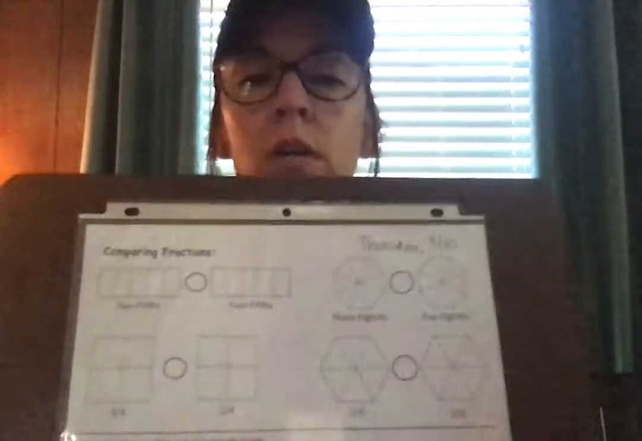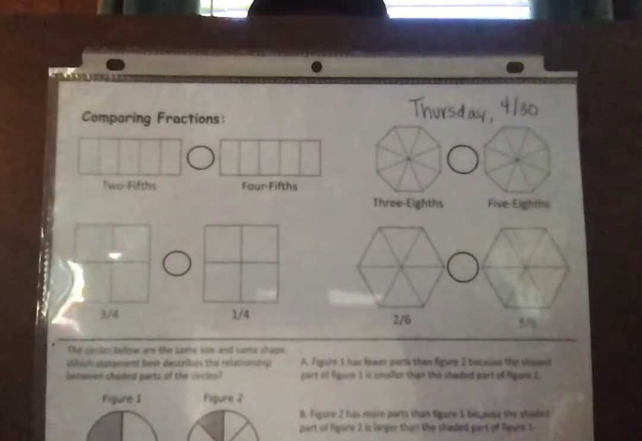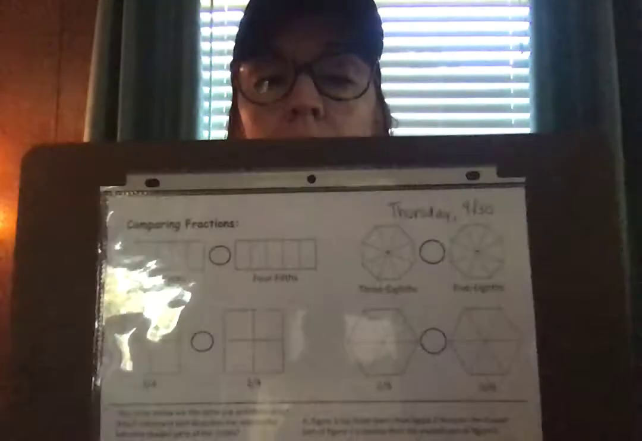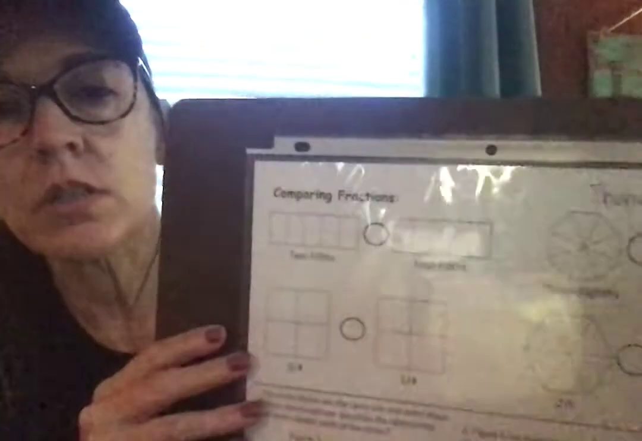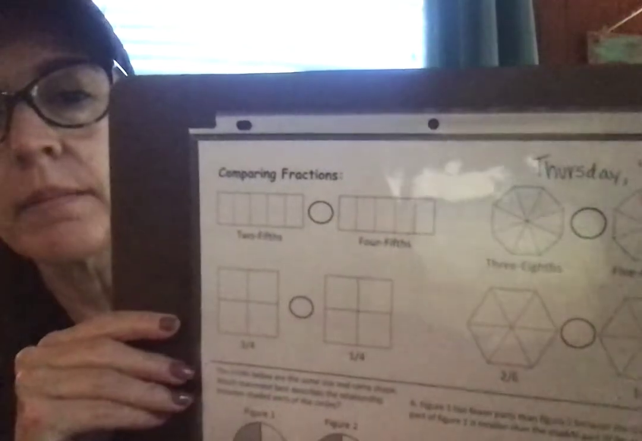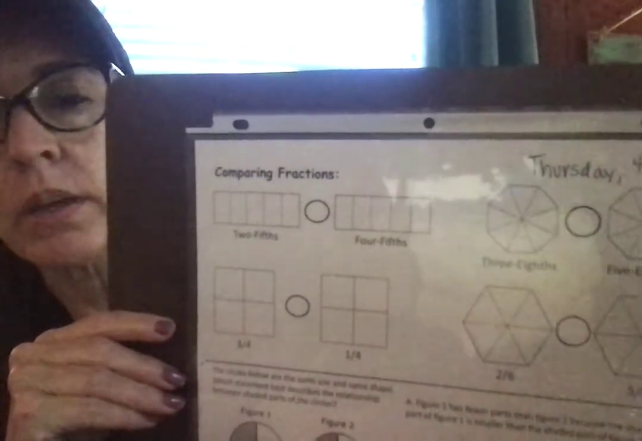Let's start with this worksheet that looks like this. If you don't have it, push pause and go get it. And then let's look together. It's a little hard to see. I already moved in from the back porch because it was too glary. But I think we can make it work.